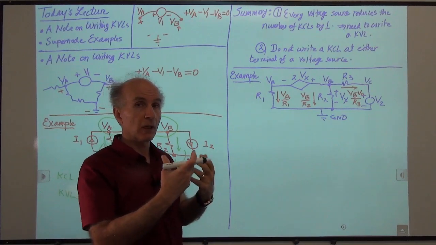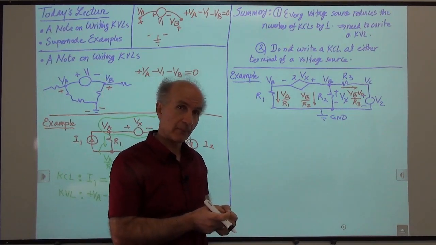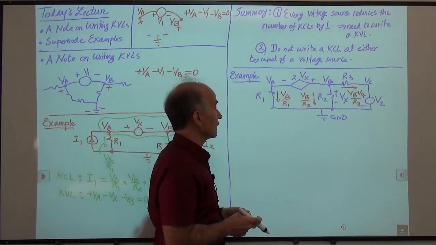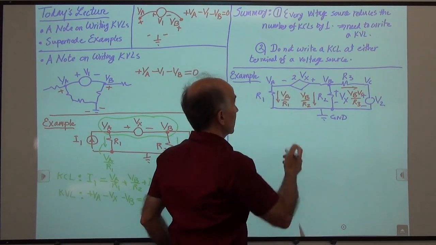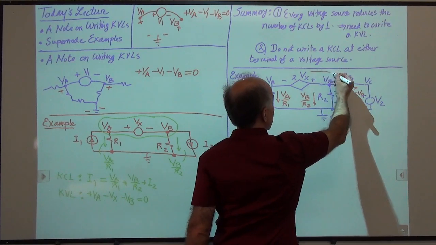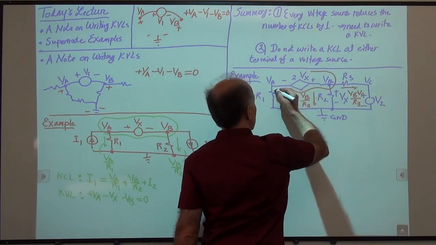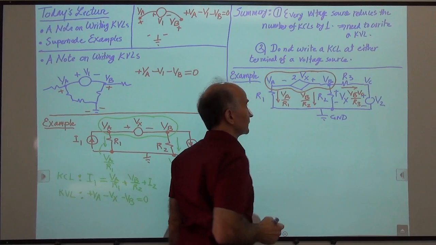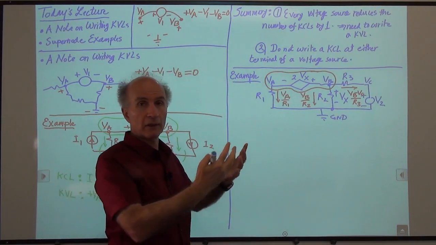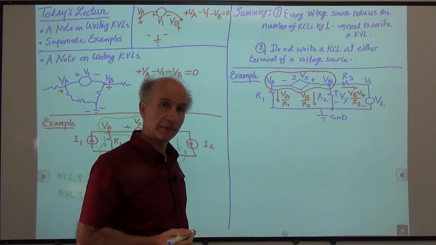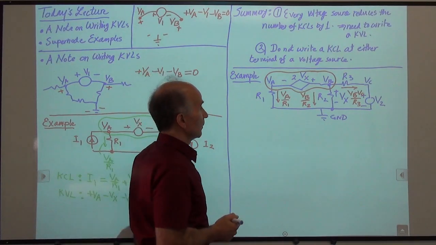We have to go to the concept of supernode. All right, no problem. The concept of supernode means I have a voltage source here. I will enclose this voltage source and the two nodes connected to it in a box. And I just have to make sure that all the currents going to this box add up to zero.